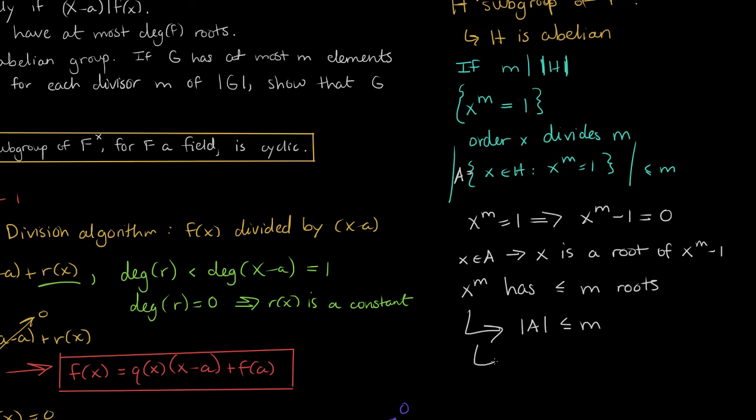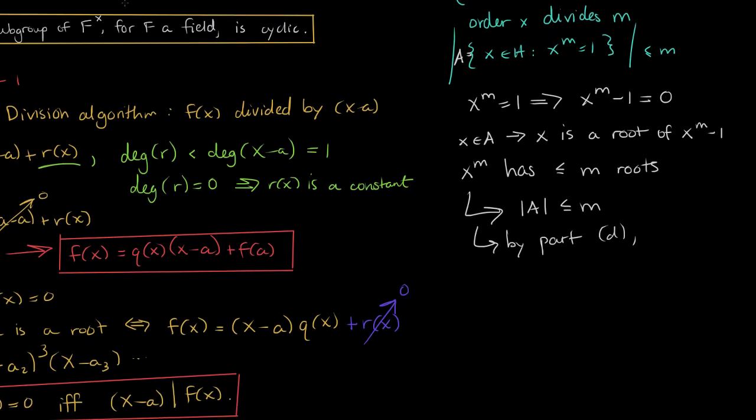And so to conclude, this means that by part D, any finite multiplicative subgroup of a field, F star and any subgroup as well, is indeed cyclic. So I hope you enjoyed this taste of what field theory can look like.